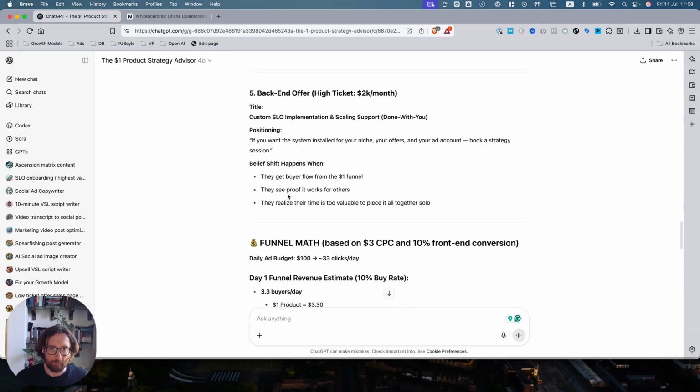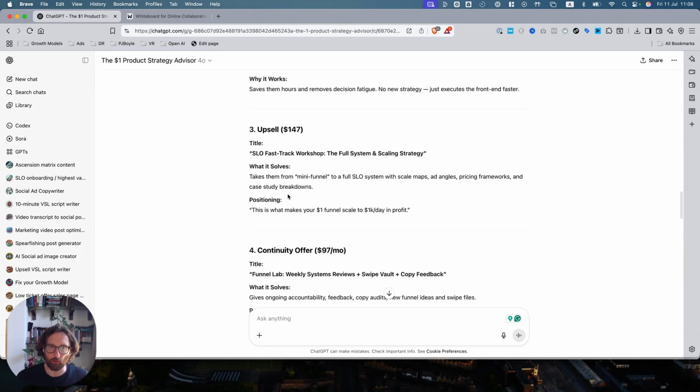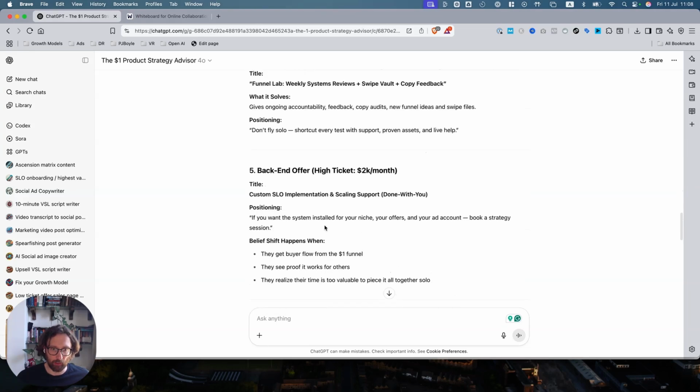But essentially, this will map out the full $1 product strategy that you can implement in your business, including actual offers, the problems that want to be solved, the positioning that you should be using, and the pricing. So with the $1 product strategy advisor, you can answer just a handful of questions and in 5 minutes have a full $1 product strategy and funnel mapped out for you that will bring in daily buyers at break even or small profit for your business, allowing you to scale exponentially.